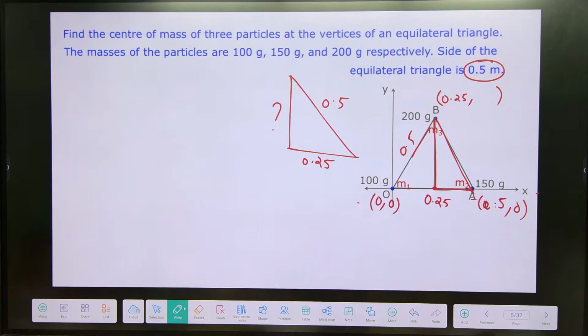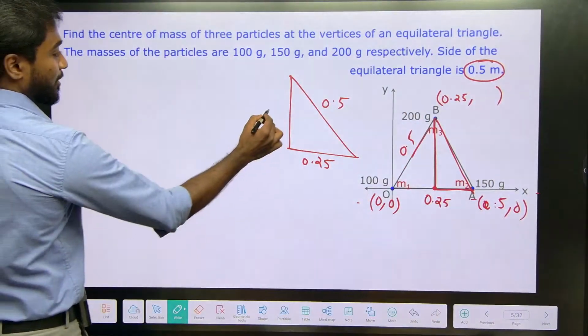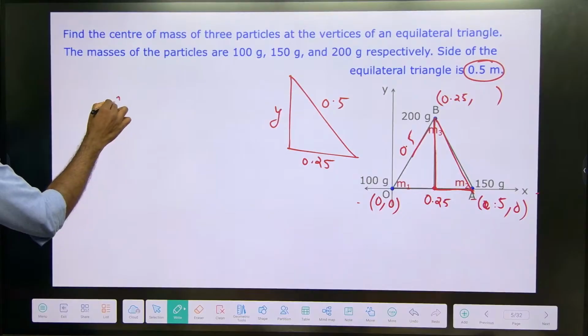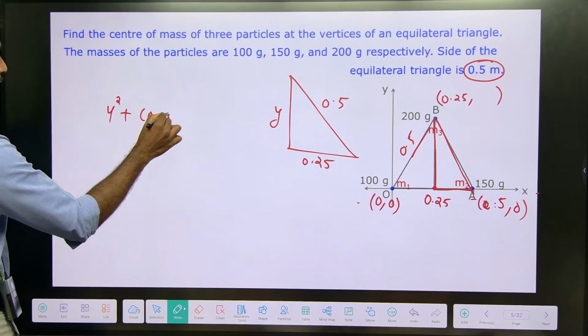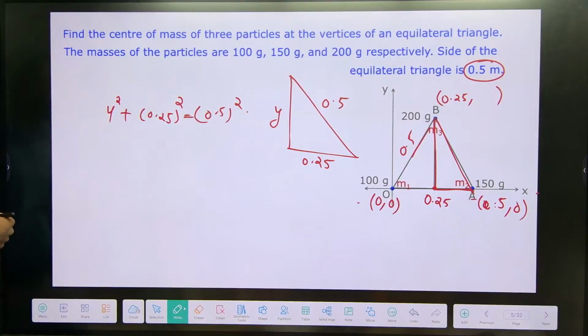What is the answer? 1, 2, 3, 4, 5. Listen. Let me take this as y. So y square plus 0.25 square should be equal to 0.5 square.